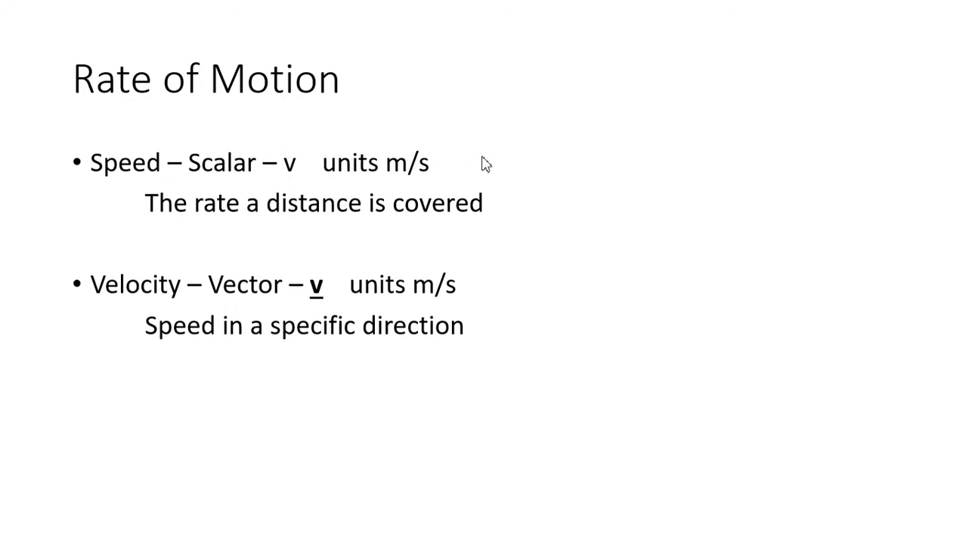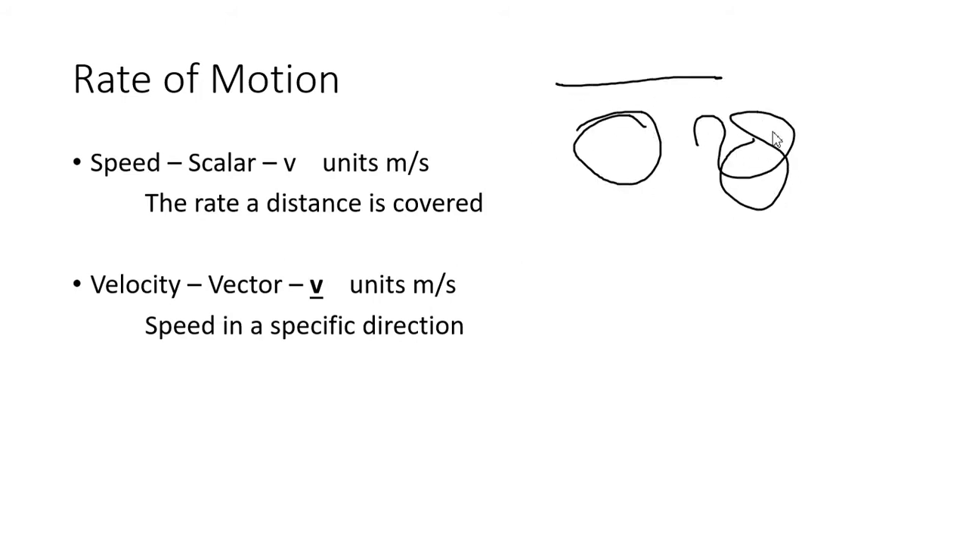So speed's a scalar, no direction associated with it. It is the rate a distance is covered, right? And it has to deal with distance because there's no direction, right? So if you're traveling 20 meters per second, you cover 20 meters in a second. It doesn't matter if you went in a straight line, doesn't matter if you did a circle, doesn't matter if you did this, right? It makes no difference. You covered that much distance in that amount of time.